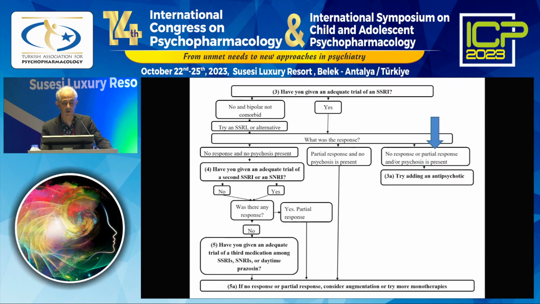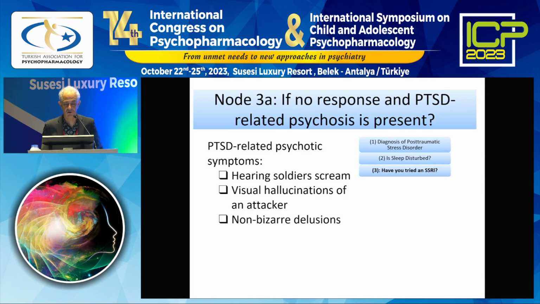Okay, the next issue is, what if you try your SSRI and you get no response? Well, we have 2 branches of the algorithm at this point. If they have psychosis present, psychosis due to the PTSD, then you're on the right side of the chart. I'm going to show you what we recommend there. If they don't have psychosis and they didn't respond to the SSRI, then you go down the left side, where we're recommending some additional antidepressant trials. So let's look at the psychosis issue.